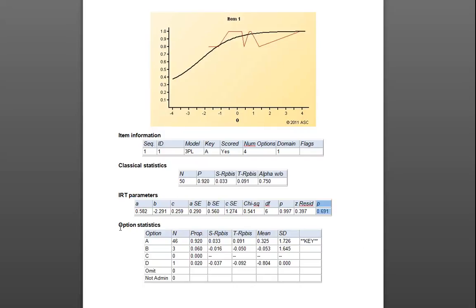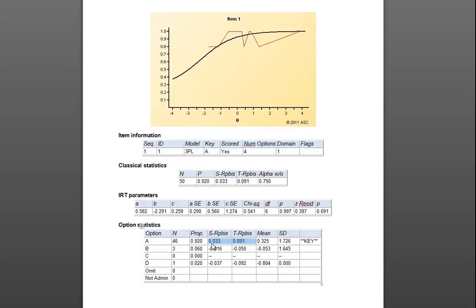And then lastly, we provide the option statistics. So you can see this item had 4 options. 46 of the 50 examinees chose option A, 3 chose B, 0 chose C, and 1 chose D. And because 46 chose the correct answer A, that gives us a proportion of 0.92. And of course, there's the SRP-BIS and TRP-BIS.